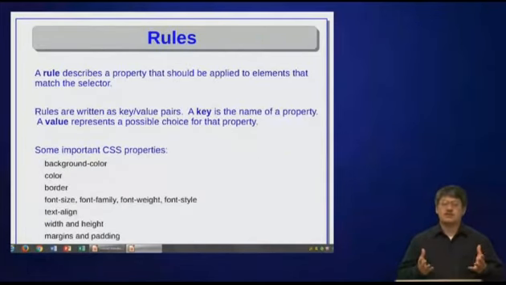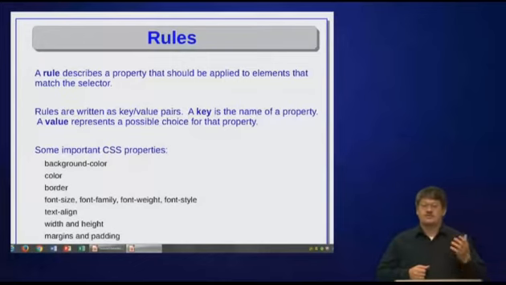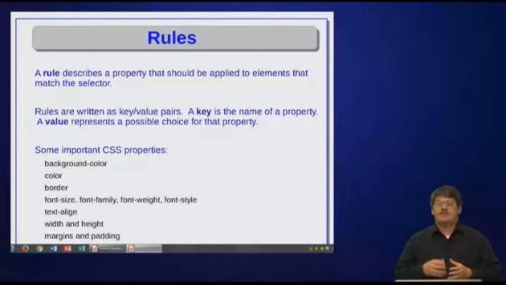So we've talked a lot about selectors and how we identify which elements to apply a rule to, but we haven't actually talked about the rules. So what kinds of things can you do with CSS? Well, rules have two parts. They have a property and a value. And the property usually describes something like the color or the size or the position, and the value is a possible choice for that property. So some of the important properties are the background color and the actual text color, which is just the color attribute. The border. Elements can have a border around them.